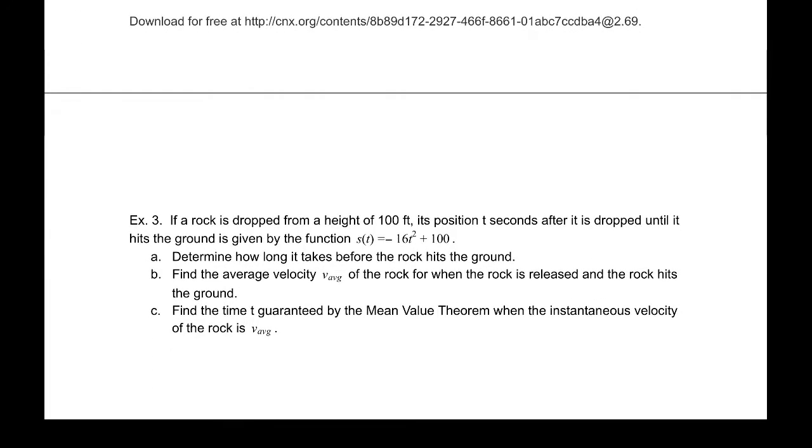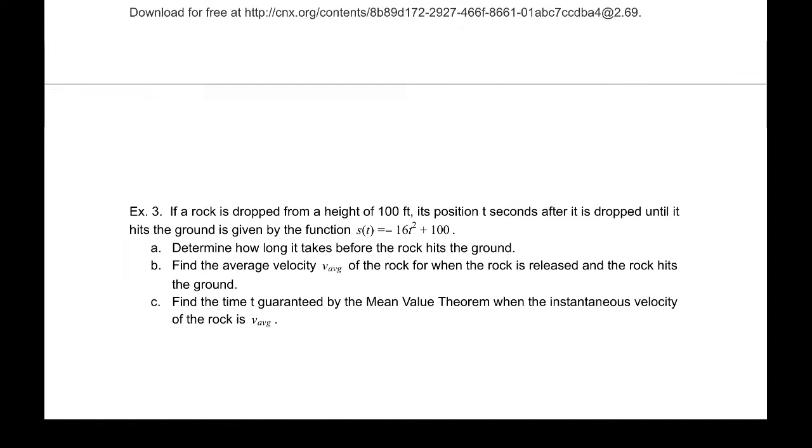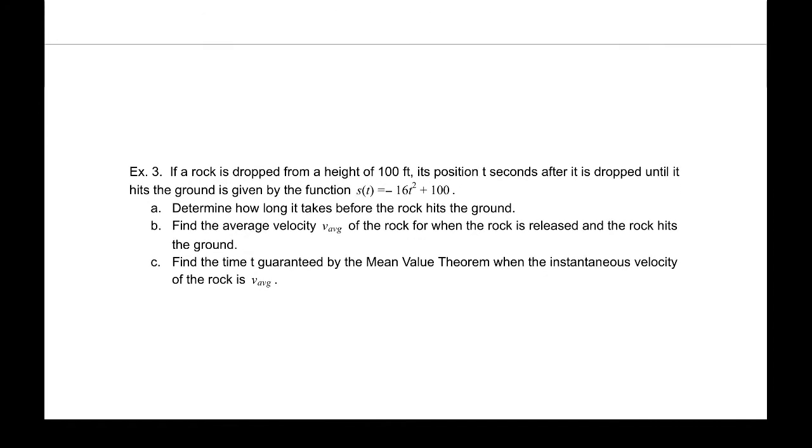Next, if a rock is dropped from a height of 100 feet, its position t seconds after it's dropped until it hits the ground is given by this function: S of t equals -16 t squared plus 100. Determine how long it takes before the rock hits the ground. That's our first step. Well, that would mean we want to find where S of t equals 0, which is -16 t squared plus 100 equals 0.